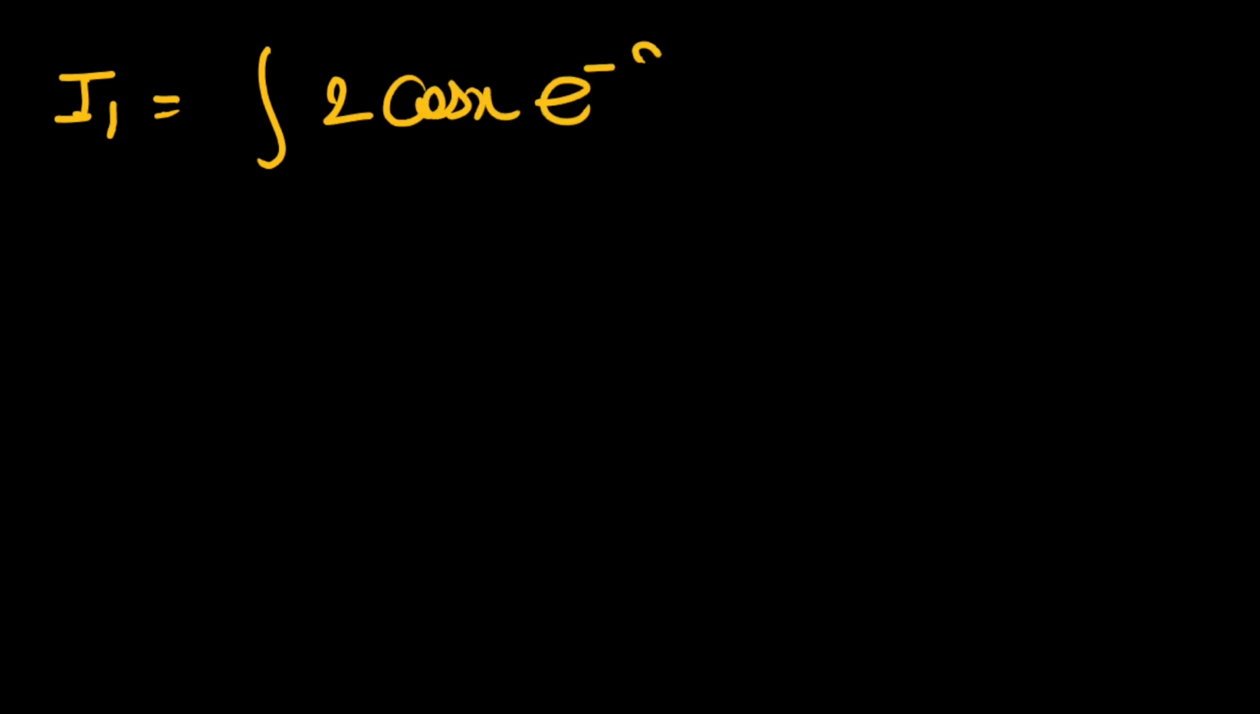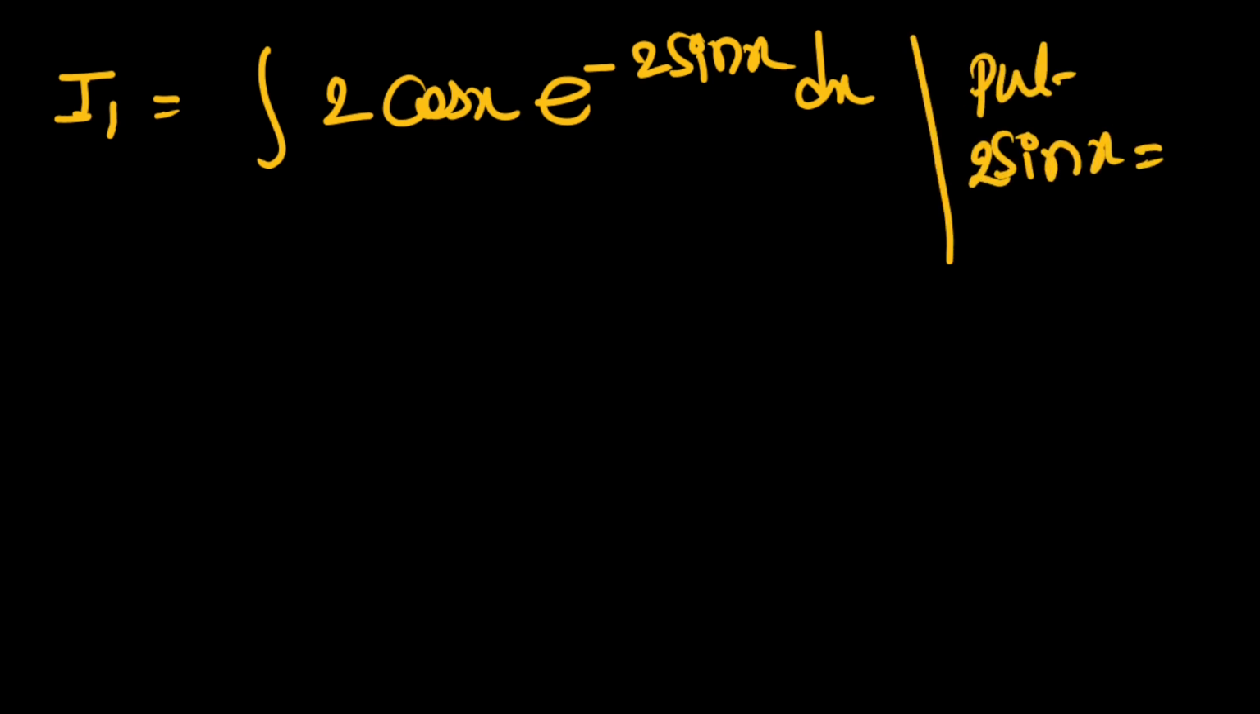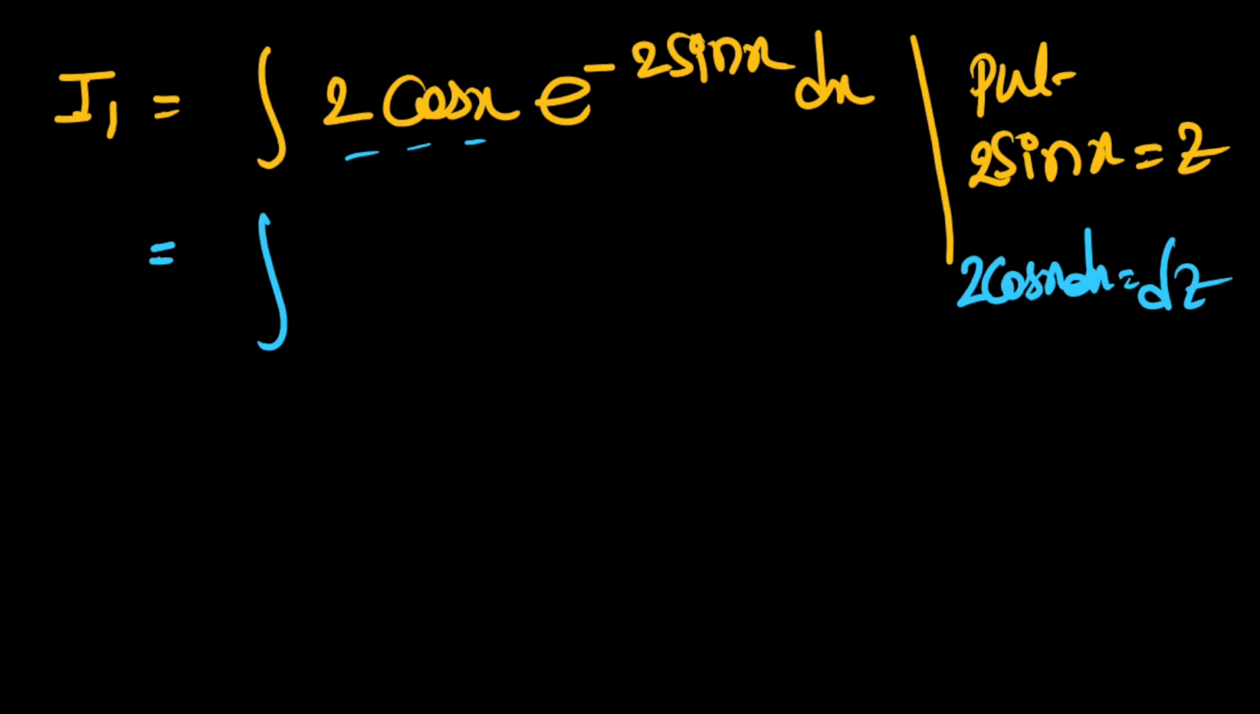First we find the value of I1, that is the integration of 2 cos x e to the power minus 2 sin x dx. Now here we put 2 sin x equal to z. Therefore 2 cos x dx is equal to dz. So this integration becomes the integral of e to the power minus z dz.